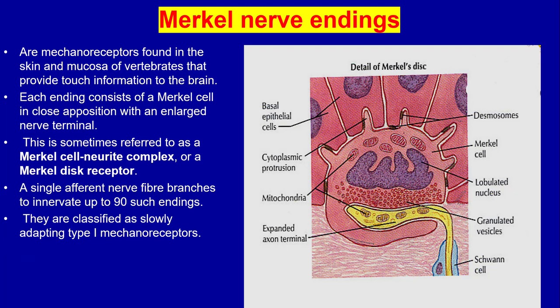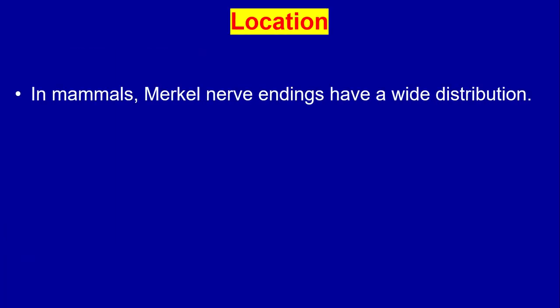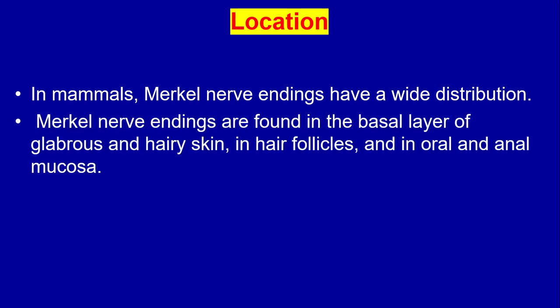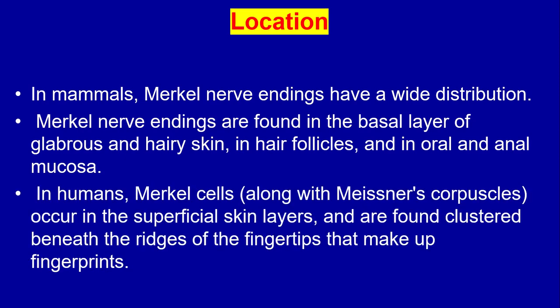Location in mammals. Merkel nerve endings have a wide distribution. Merkel nerve endings are found in the basal layer of glabrous and hairy skin, in hair follicles, and in oral and anal mucosa. In humans, Merkel cells, along with Meissner corpuscles, occur in the superficial skin layer and are found clustered between the ridges of the fingertip that make up the fingerprint.